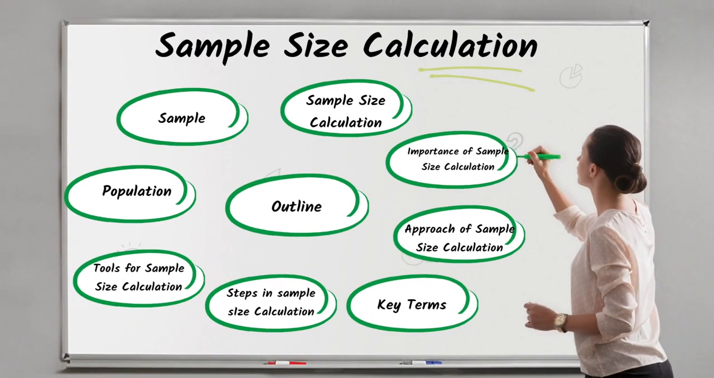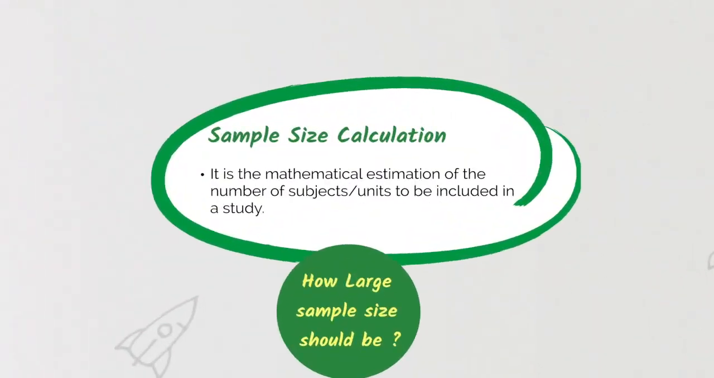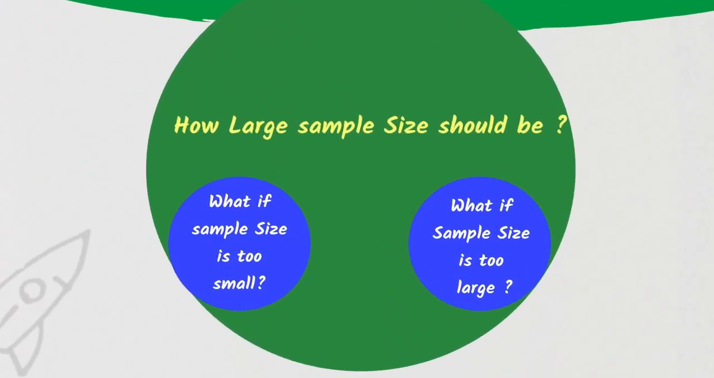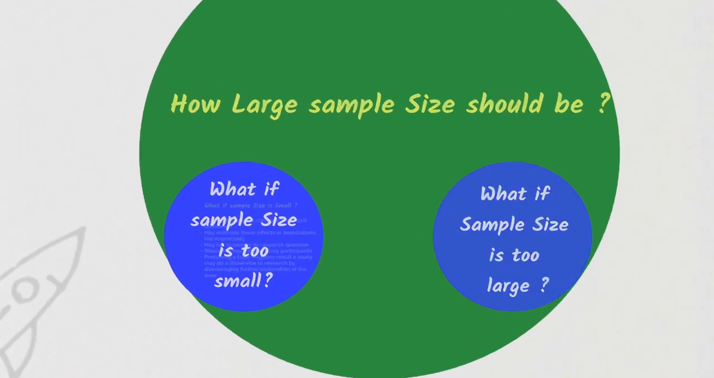Now let's talk about sample size calculation. Sample size calculation is the mathematical estimation of the number of subjects or units to be included in a study. How large should the sample size be? In order to answer that, we must go into two questions. What happens if sample size is too small and what happens if sample size is too large?